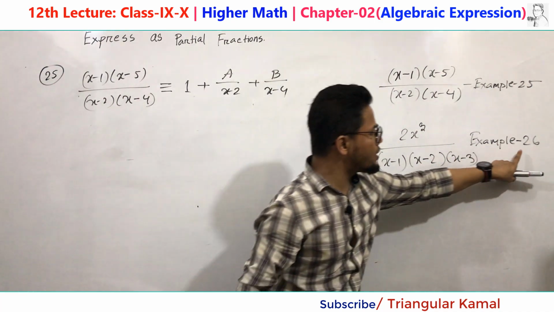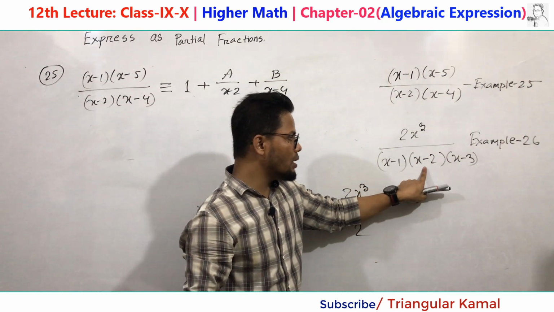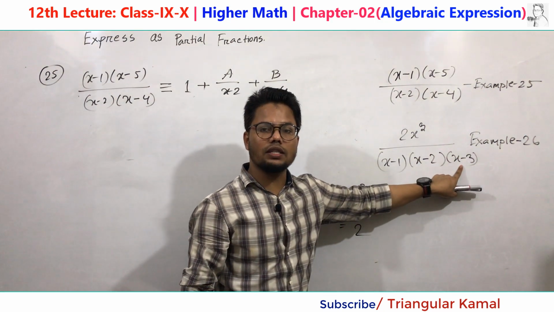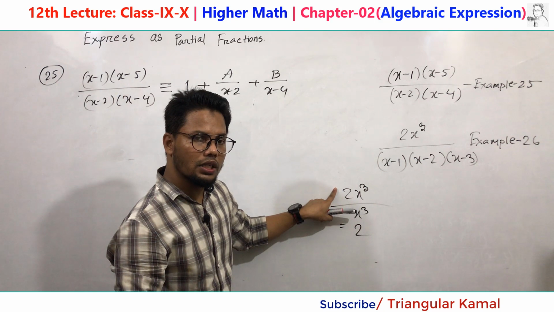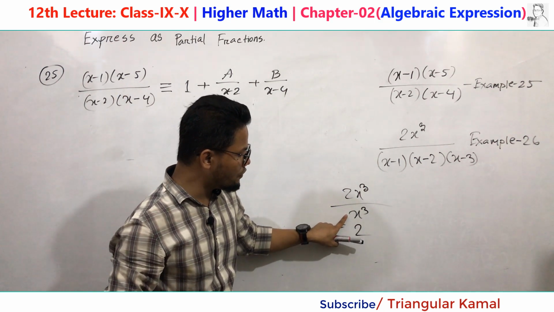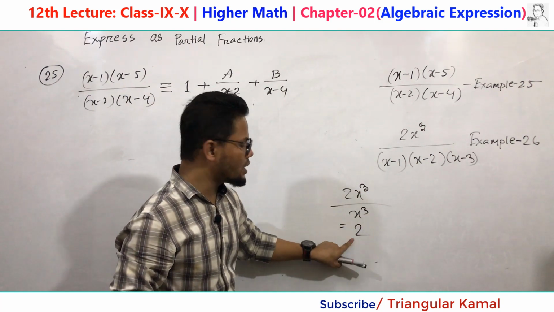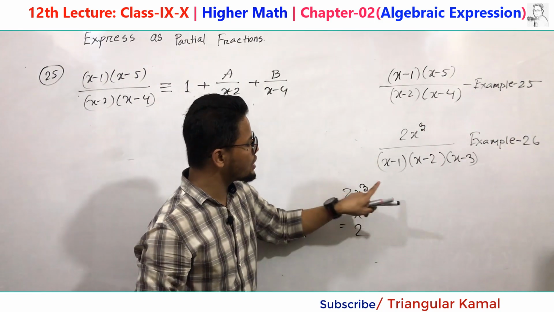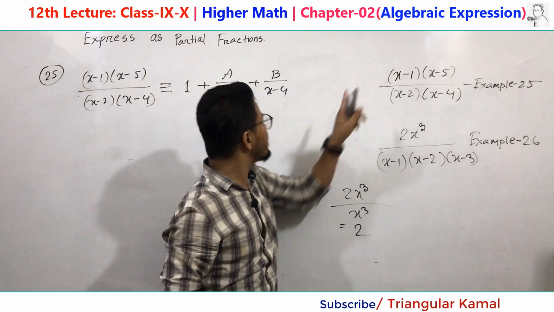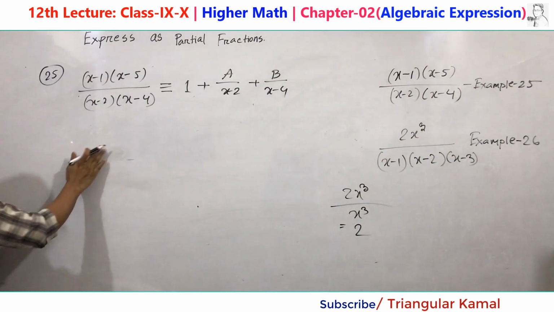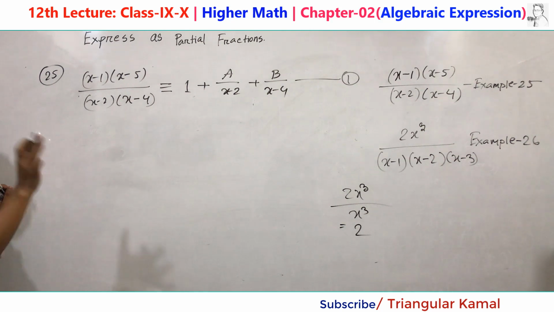Like this one, here we will get 2x cube, and if we multiply 3 factors, after doing calculation you will get here 2. So in number 26, you have to write here 2 plus A by x minus 1, B by x minus 2, C by x minus 3. Then you have to add 2, because the leading coefficient divided by leading coefficient, and leading power divided by leading power, you will get here 2. That's why in number 26 we have to write 2 plus A by the first one, B by the second one, C by the third one. But here we applied only one because both are the same.